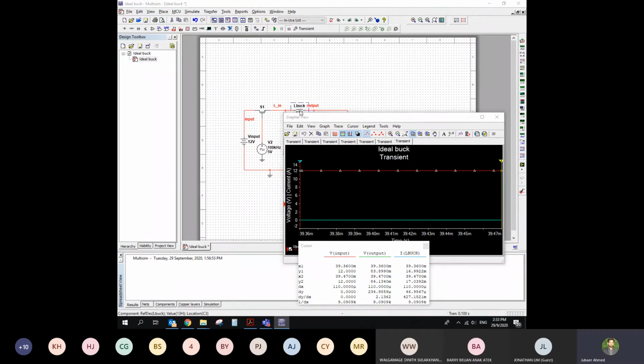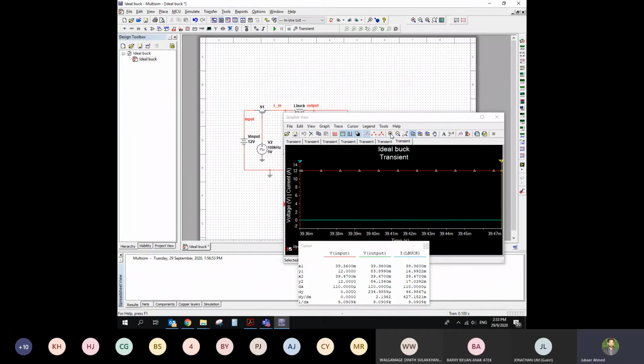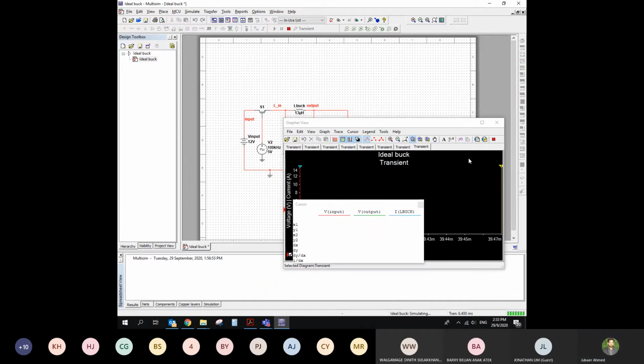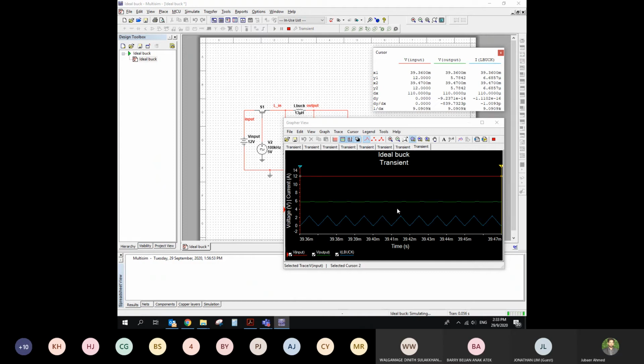Oh no, sorry. Not 13, 13 micro. The moment I make 13 Henry, the output is falling down to 0. That means the converter is not working at all. 13 micro. Okay, so you can see a nice rectangular shape, but almost touching the discontinuous mode.